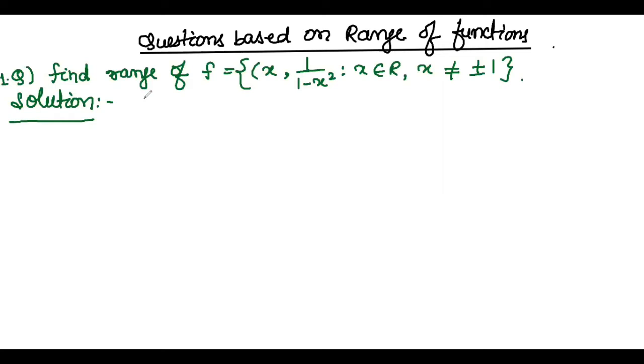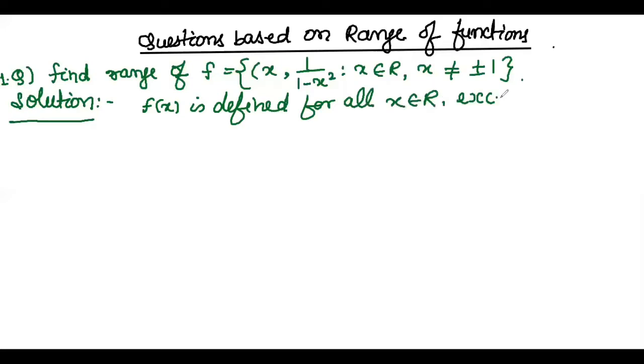So here, first of all, I'm going to find the domain. You can understand that domain means the values of x for which f(x) will be real. So f(x) is defined for all x belonging to R except where x² - 1 is not equal to 0. So we will write it: f(x) is defined for all x belonging to R except x² - 1 not equal to 0.